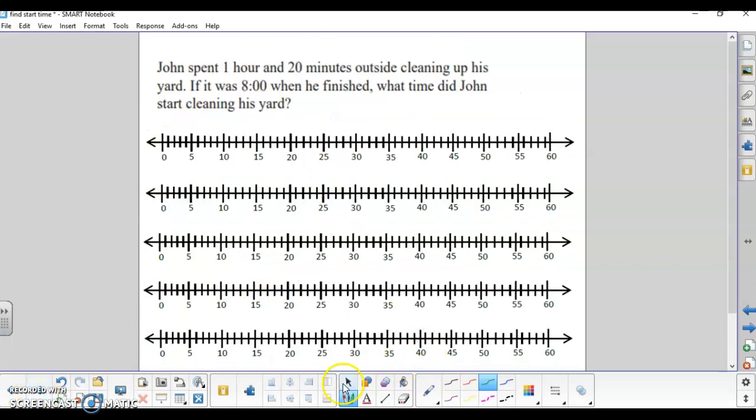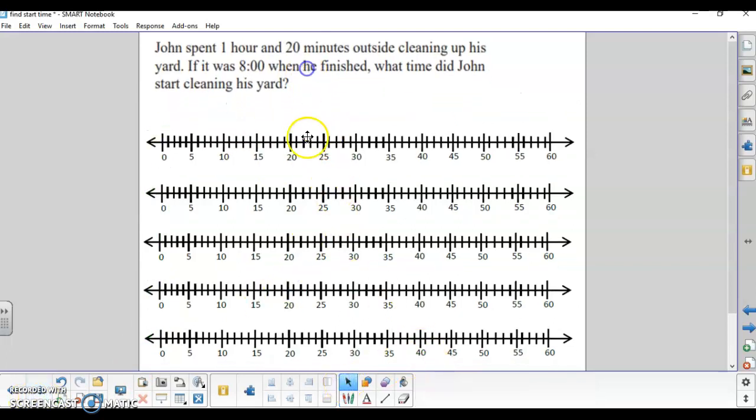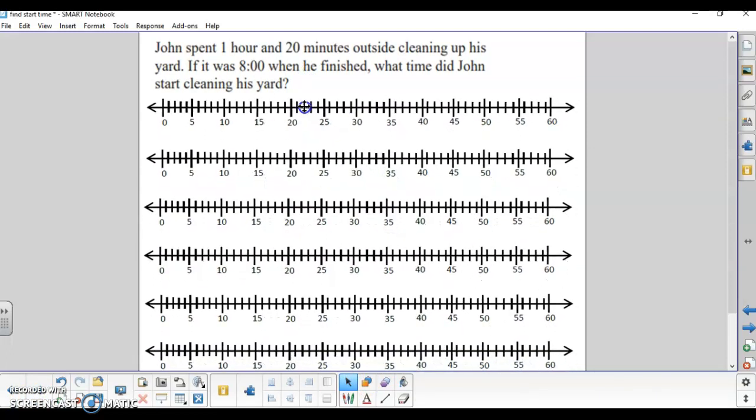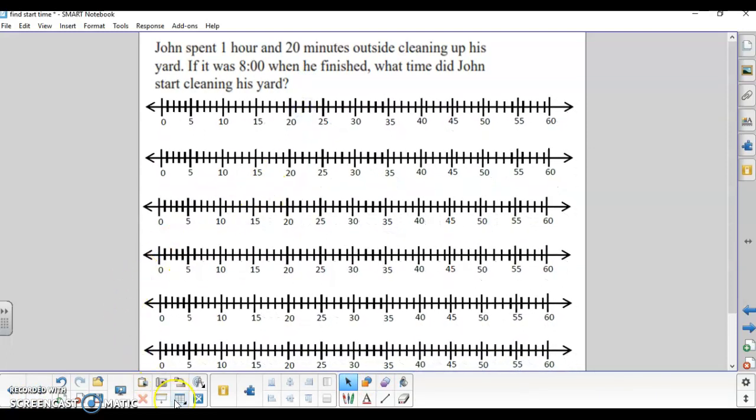All right, boys and girls, we're going to do one more together, and then you will do some on your own and submit them so I can see them. John spent 1 hour and 20 minutes outside cleaning up his yard. If it was 8 o'clock when he finished, what time did John start cleaning his yard? All right, give us an end time of 8 o'clock. So we have 8, 7, 6, 5, 4, 3.